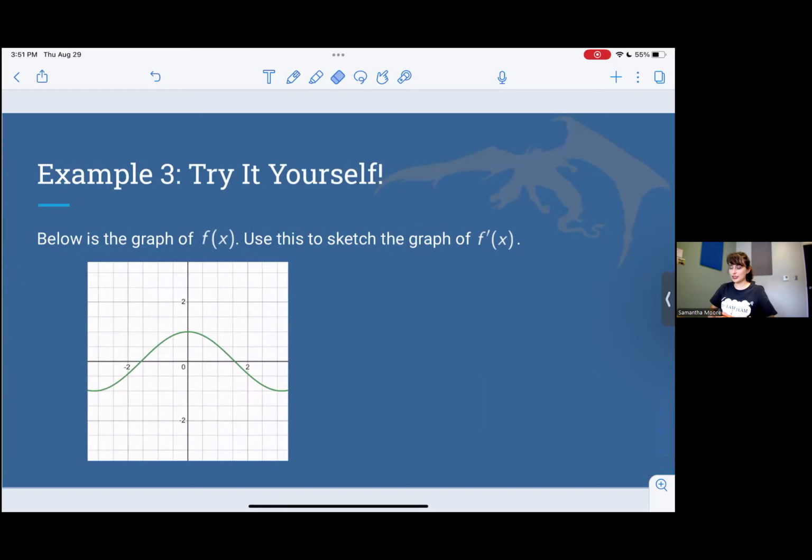Okay, so with that, go ahead and try sketching the graph of f prime of x if this is f of x. Pause here and try to sketch the graph of f prime.